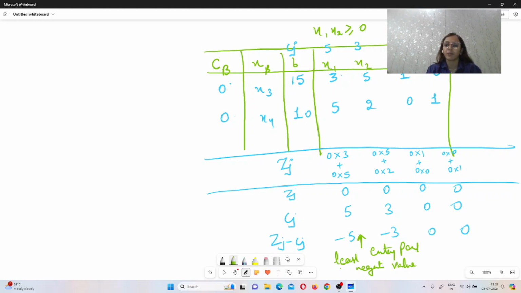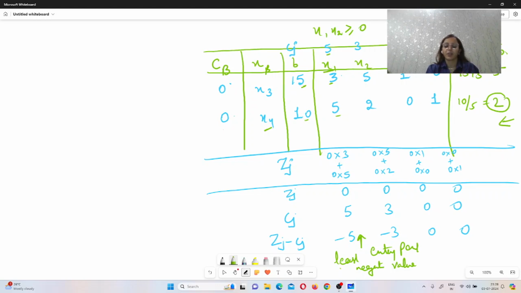Now coming to selecting which one is to be replaced, we find the minimum ratio. This is the entry point, so we find the minimum ratio, this value divided by this. Write it over here, 15 divided by 3, that will be 5. 10 divided by 5 is 2. Now we have to select the minimum, so the minimum value is 2. That indicates yes, x1 will come up, but it will replace x4. With x1 it will be like x4 over here.